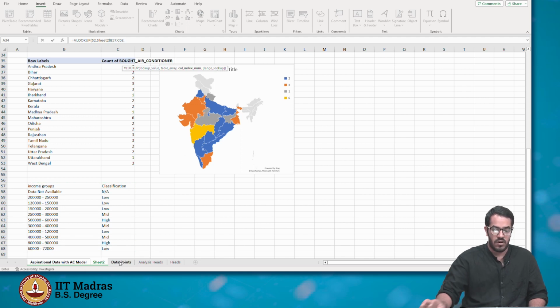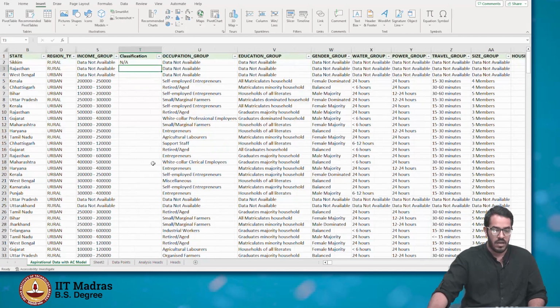comma, column index. Now since this is the data, this is the first row, this is the second row, I will write 2 since we are extracting data from the second row, and we want an absolute match, so it will be a false exact match, or I can either write FALSE, or what I prefer to do is just write 0. It understands 0 also. Now since the data was not available, it returned the value as NA.